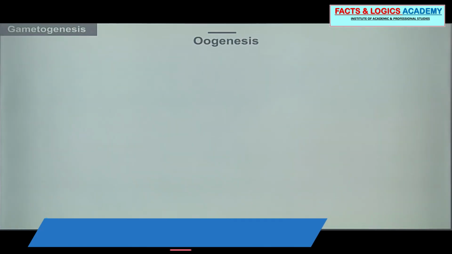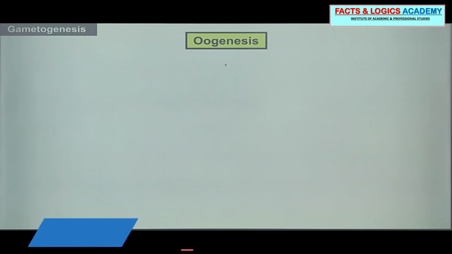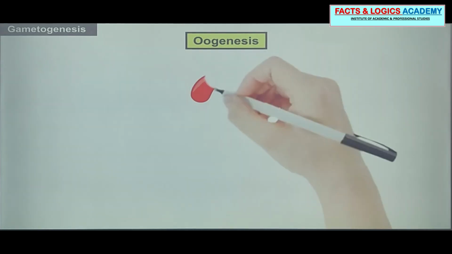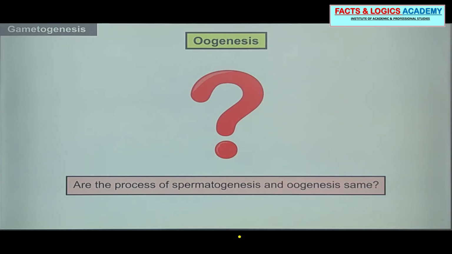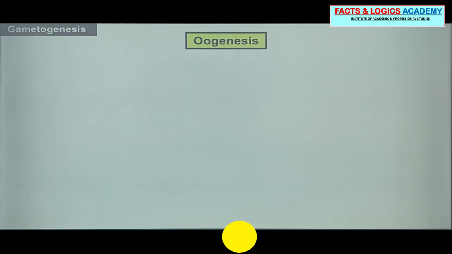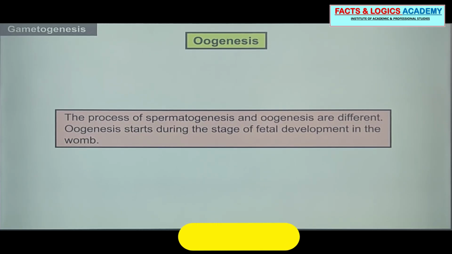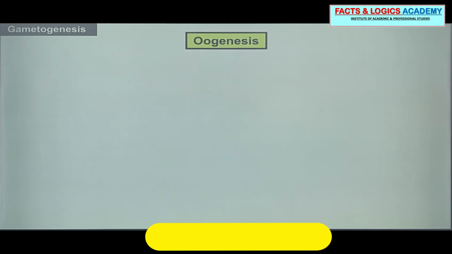Now we will understand oogenesis in detail. As we know, this is the process of formation of ovum in the female ovaries. So, are the process of spermatogenesis and oogenesis same or different? Well, they are very different. And the biggest difference is that the process of oogenesis starts early during the development of female fetus in the mother's womb. Isn't that surprising?